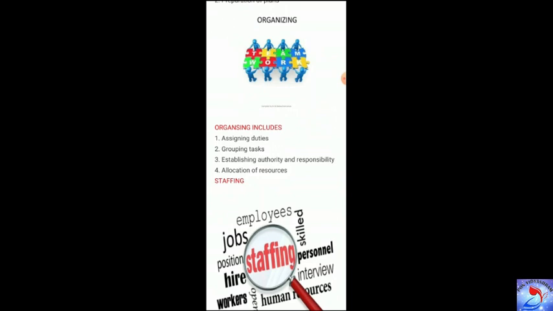Third one, establishing authority and responsibility. What is authority? Authority is giving a command where the person can give a direction or command to the persons who are under him. Responsibility is the duties to be performed. So you need to find out who are the people who are to be held with authority, who are the people who have to be held with responsibility, and who will be accountable for both authority and responsibility, which is very important. Fourth is your allocation of resources.